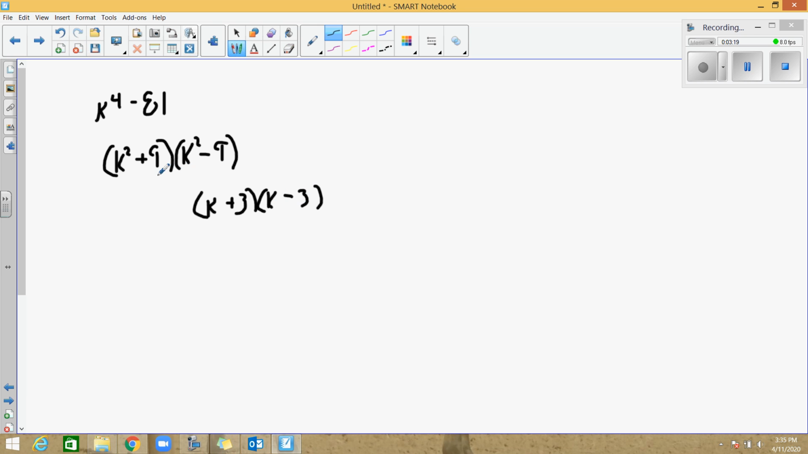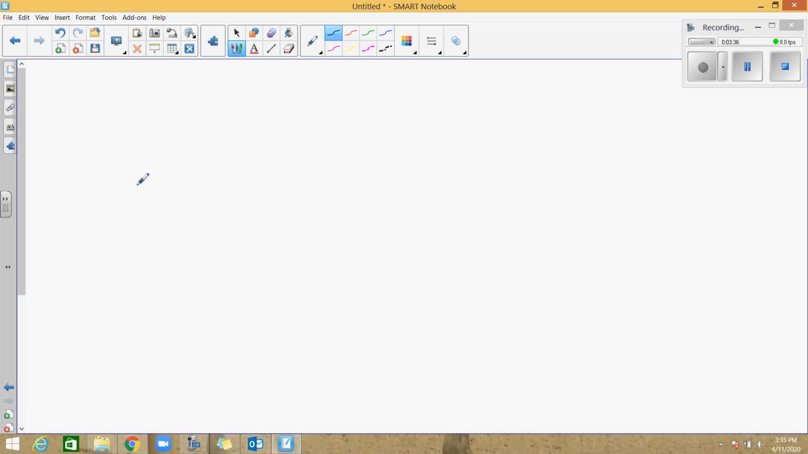Now, I still have to bring this k squared plus 9 down because it is a factor. It just doesn't factor any more than a k squared plus 9. So in this case, there's my answer. Now, let's go to a different slide, and let's explain this k squared plus 9 thing.